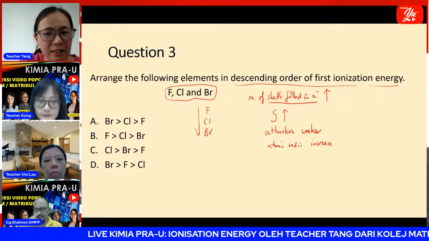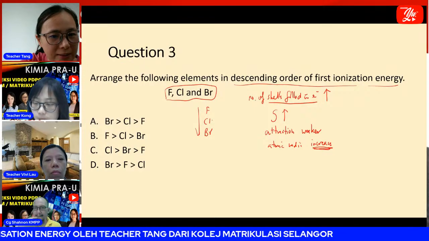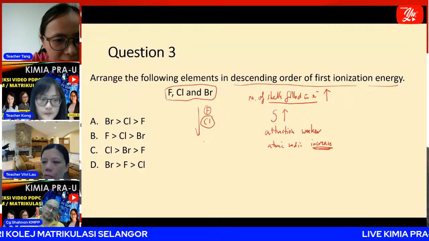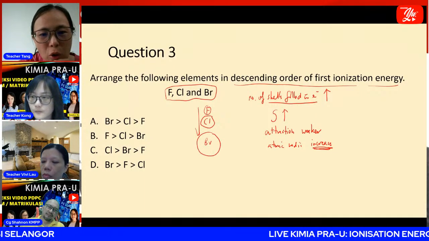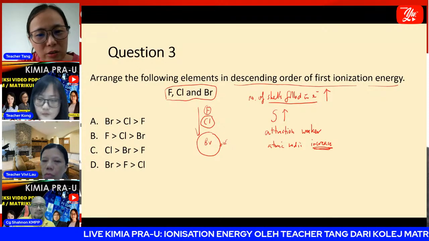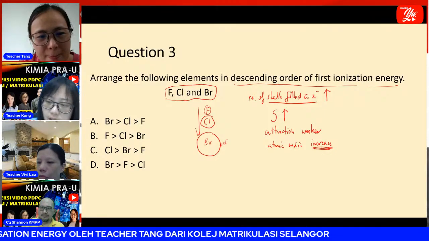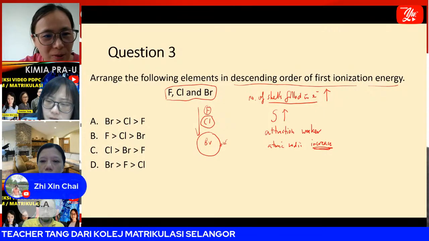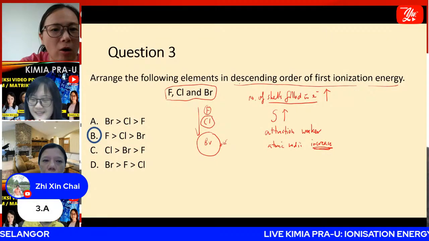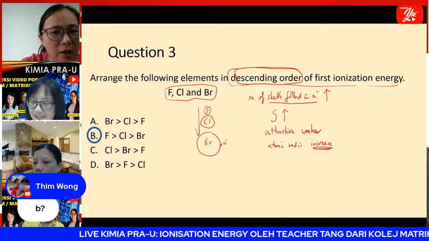Okay, atomic radii increases from fluorine to bromine. So when the size becomes bigger, it will be easier to remove an electron. The first electron is easier to be removed. Okay, answer from Jisin 3A and Andy Wong says, is it B? Oh, the answer is B. Okay, descending order.